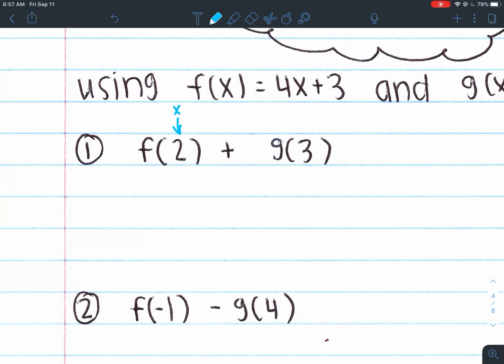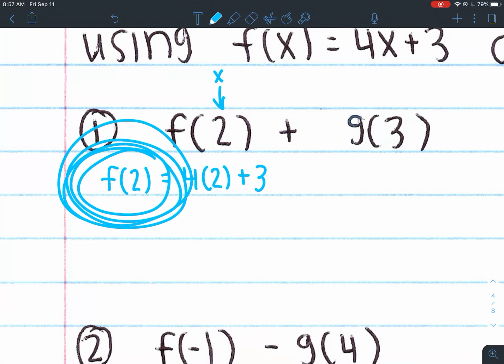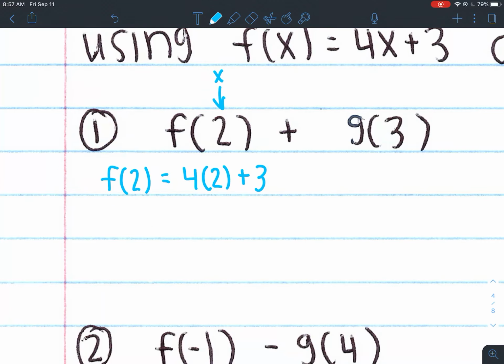Remember, this is where x was. So anywhere I see an x in this function, I'm going to plug in a 2. So 4 parentheses 2 plus 3. Again, I'm using this function right here, so I'm just plugging in 2. And remember, this doesn't really mean anything. This just means I'm plugging in 2 for x. You're not asked to solve that part, nothing of the sort.